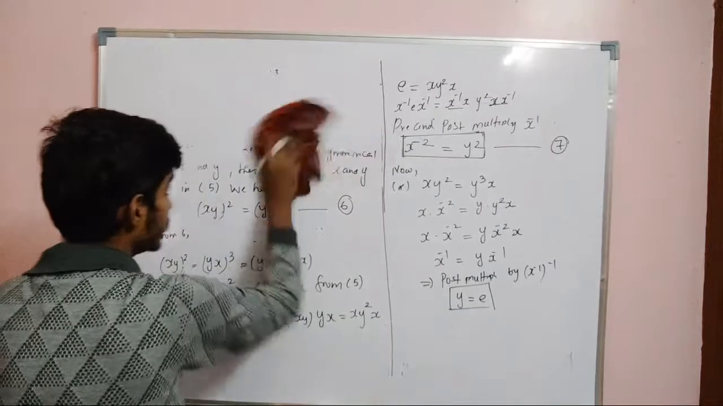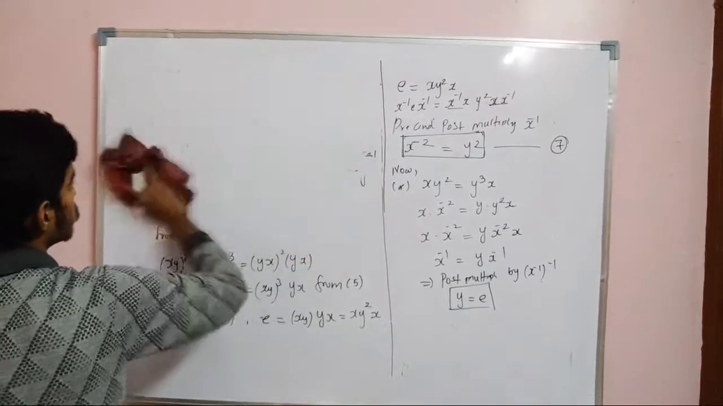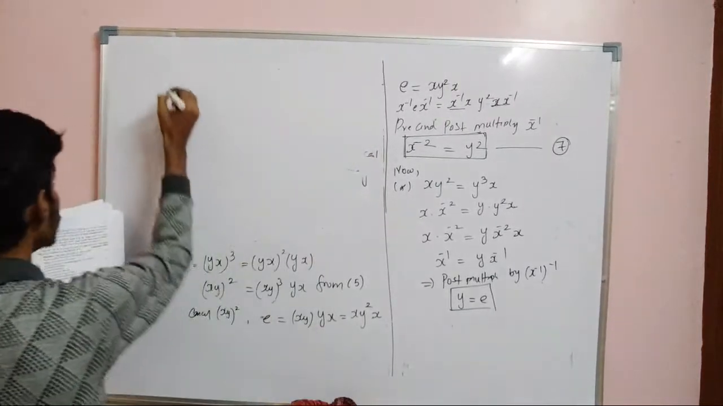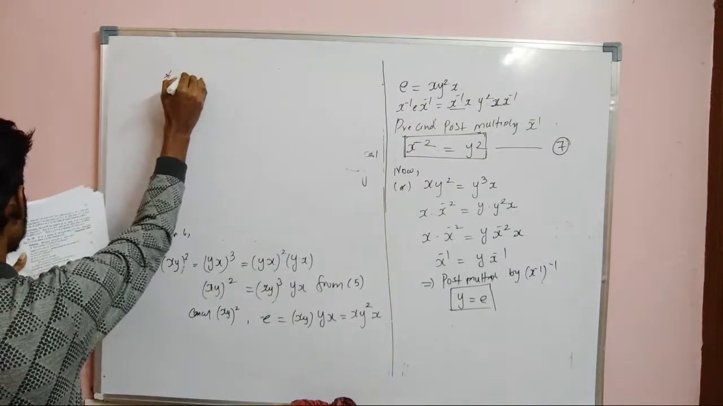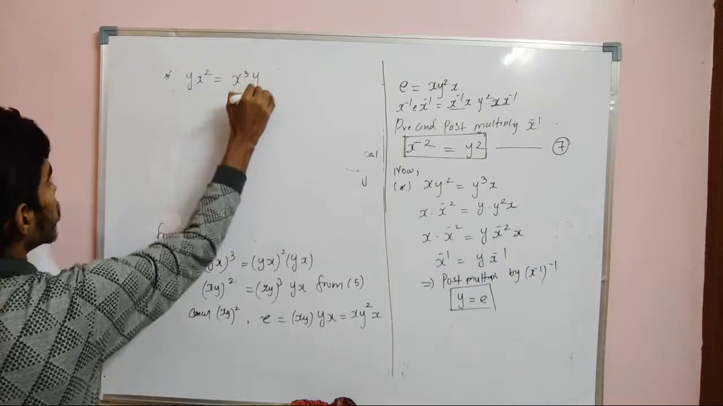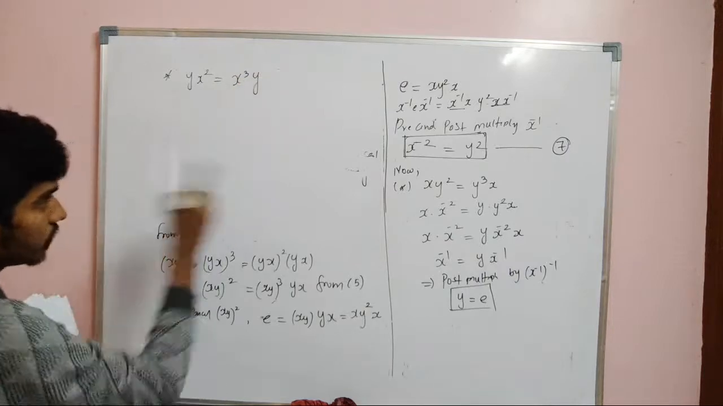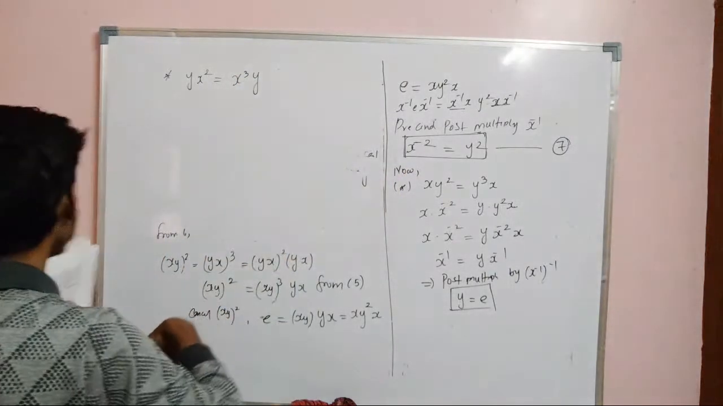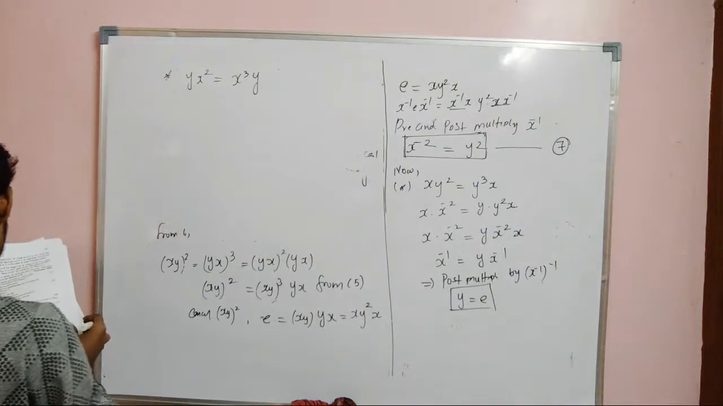Now what is the second condition they have given? The second condition is yx square is equal to x cube y. So we know y square is x power minus 2, right?